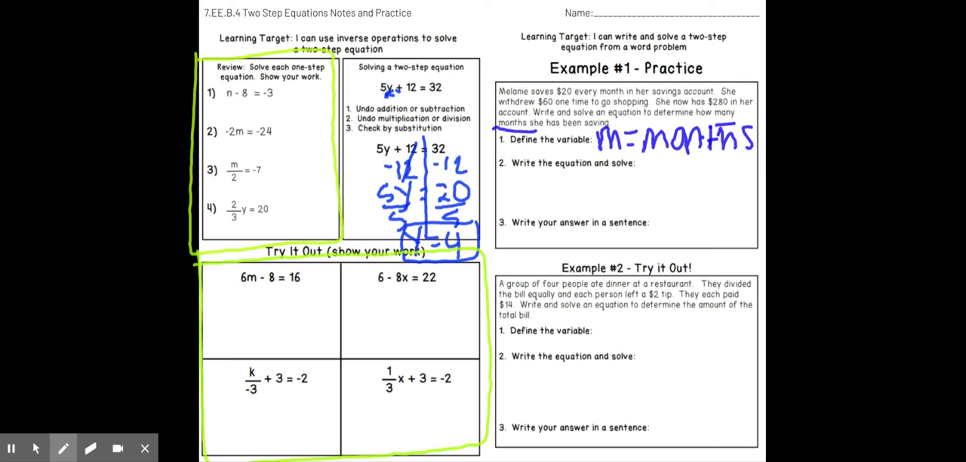Okay, my expression, or my equation, I should say, because we are going to have an equal sign in there, is going to depend on what is changing. We need to think about what happens one time and what happens over and over and over again.